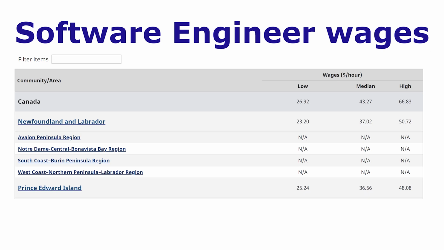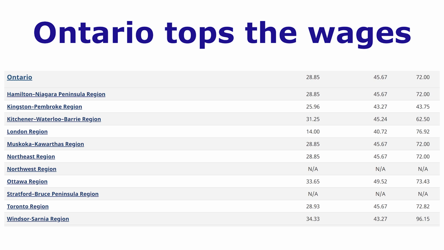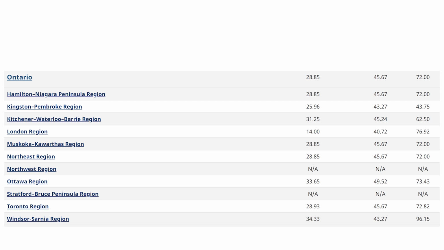If I search the wages of a software engineer in Canada, in Canadian dollars per hour, on the lower side, they get $26.92 per hour. The median wage is $43.27 per hour. And on the higher side, it is $66.83 per hour. And if you're wondering which province is one of the best places to work as a software engineer, in terms of wages, Ontario has the highest per hour wage. On average, it is $72 per hour. That is probably because in Ontario, there are a lot of people and there are a lot of businesses and there's a lot of competition to hire software engineers. So in order to remain competitive, the employers do have to pay a better wage.